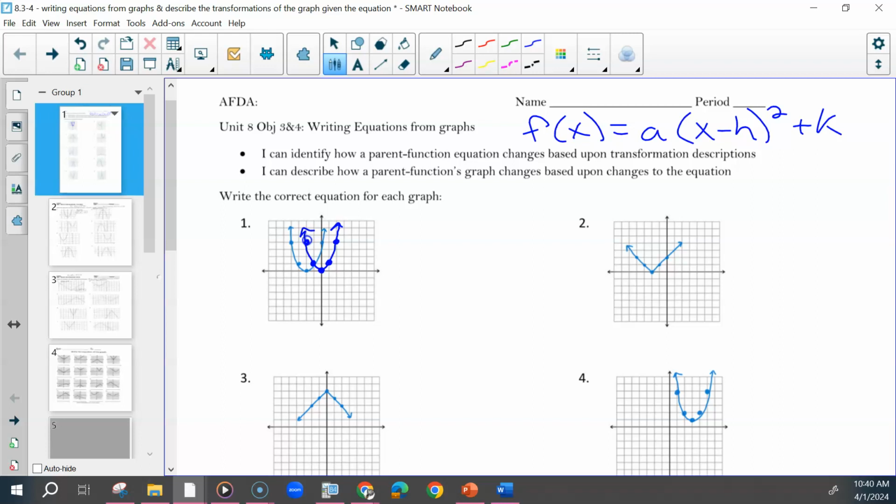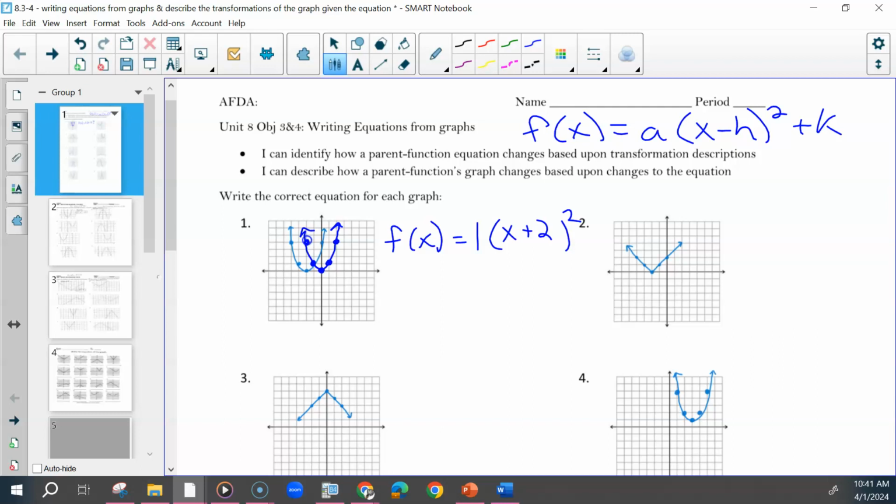So if I'm comparing my original to what's already there, what happened? It moved to the left twice. So that's going to be something with h. That's going to be the only thing that changes. So I can put f of x equals, our a value is just going to be 1. I'll leave a space. We just have to figure out what that h would be. So if I put minus 2, that would tell me it moved to the right. So I would have to put plus to tell me it would move to the left.